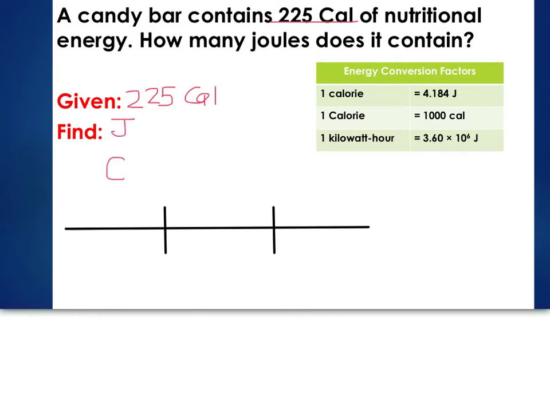So we start with, now look at your conversion factor. There is no direct conversion between. So we start with the big cal. We need to go to small cal, and then from the small cal we can go to joules. So that's how we're going to set it up. Big cal to small cal, and small cal to joules. So we start with our given in the top left hand corner for our dimensional analysis. That's 225 cal, big cal. We want to convert it to small cal.